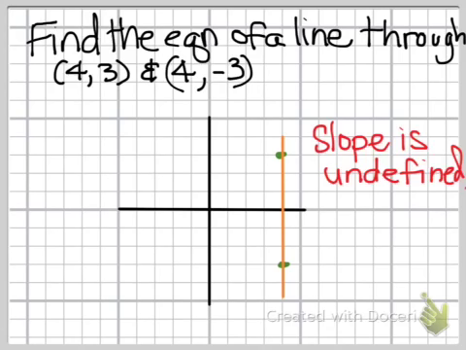If you have a case where the slope is undefined, it's either going to be an x equals or a y equals equation, and we can see that it crosses here at x equals 4, and you can also see up here in your points that both x values are 4. So in this case, our equation is x equals 4.